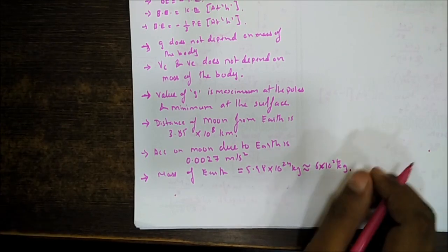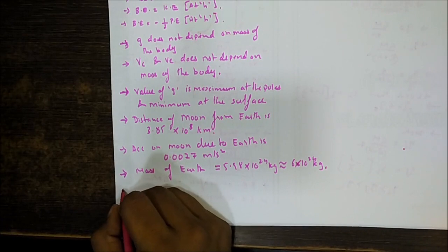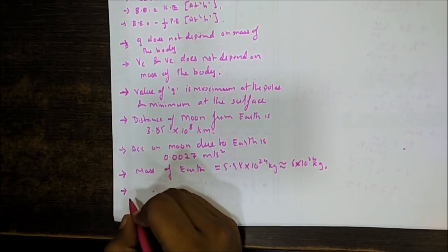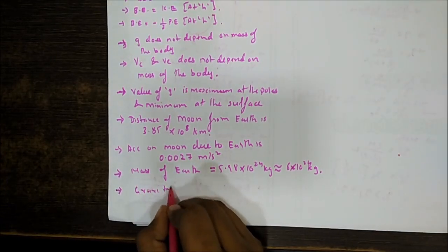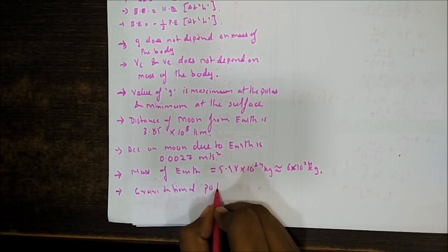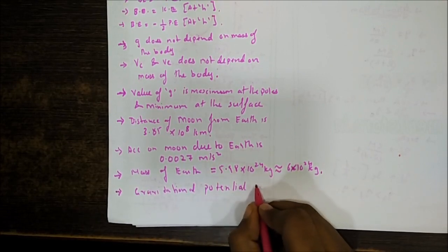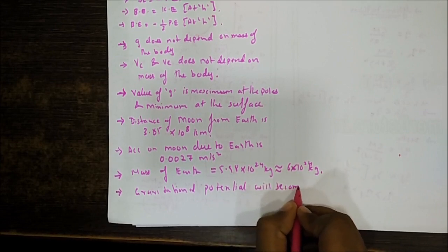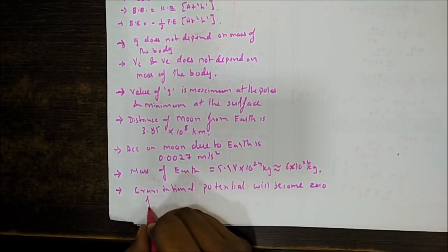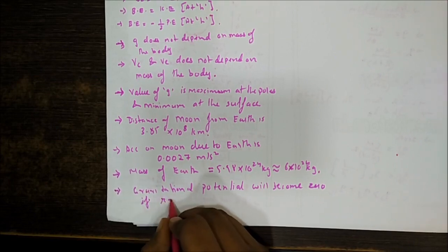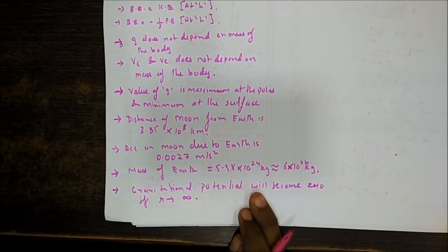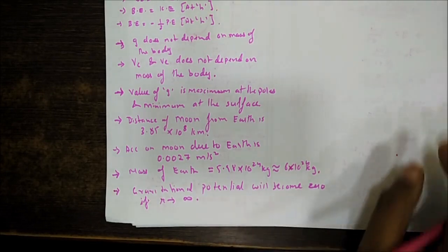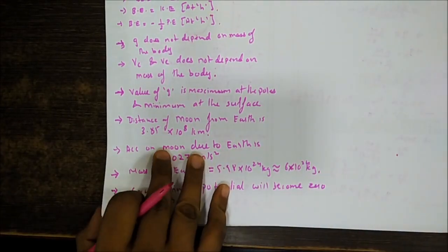Alright. Now we can say that gravitational potential will become zero if r tends to infinity. So this is all with chapter gravitation. We'll see the next chapter now.